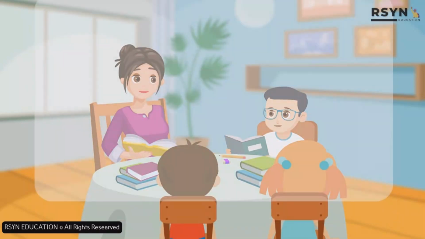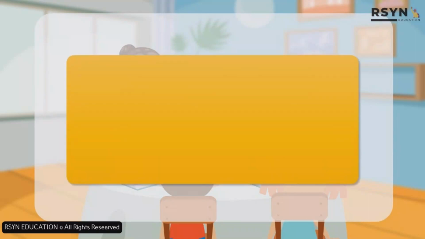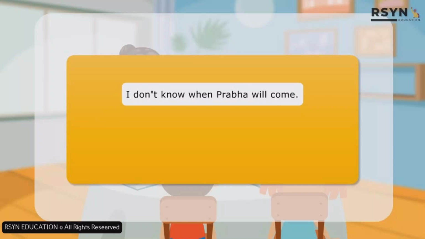Here are few more examples of use of apostrophe in sentences. I don't know when Prabha will come. Kritika's mother.